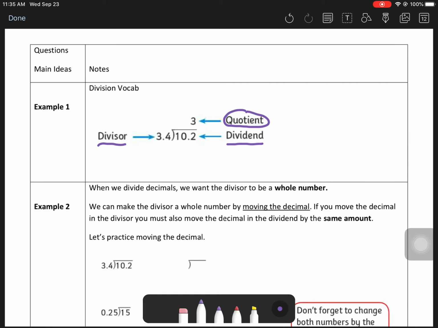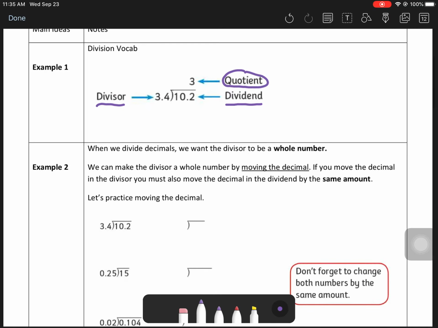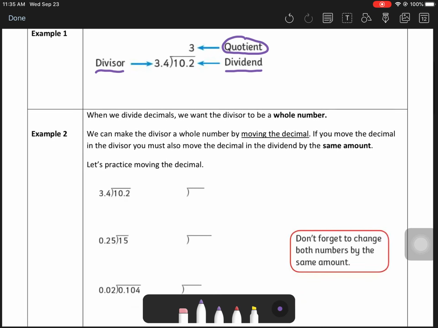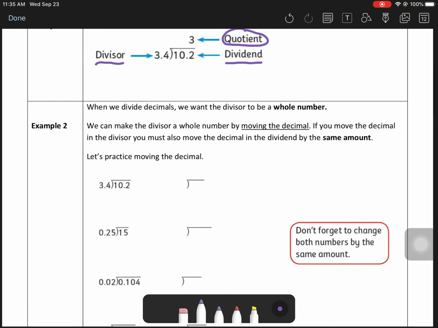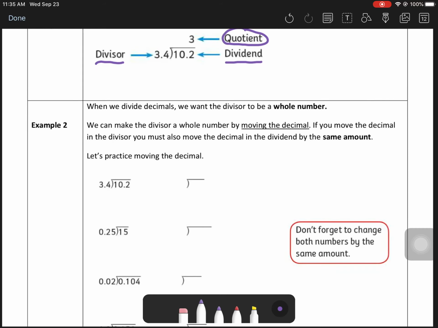So we always want the number in the front, the divisor, to be a whole number, meaning not to have any decimals at all. So we can make the divisor a whole number by moving the decimal, but if you move the decimal in the divisor, you also have to move the decimal for the dividend, or the number underneath the division sign, the same amount of decimal places. So if we start with our first problem and it's 3.4, I want to move the decimal over 1, and if I move it over 1 in the divisor, I have to move it in the dividend.